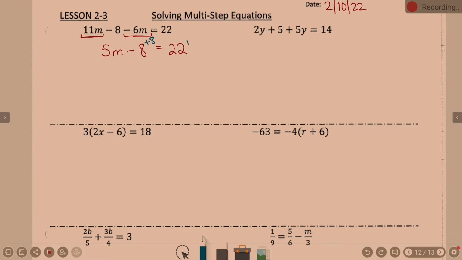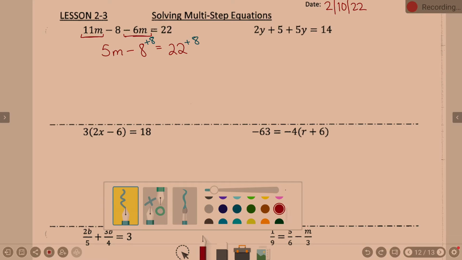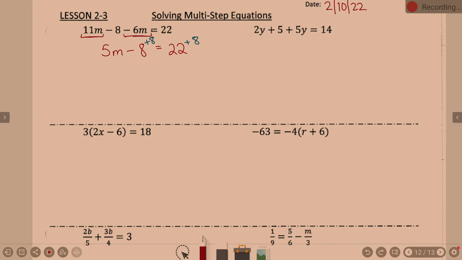If I add 8 on the left, add 8 on the right. The 5m will carry down. Minus 8 plus 8 is 0, right? It cancels out. That's what we want it to do. Carry your equal sign down. 22 plus 8 is 30. 5 times what equals 30 is one way to think about it.